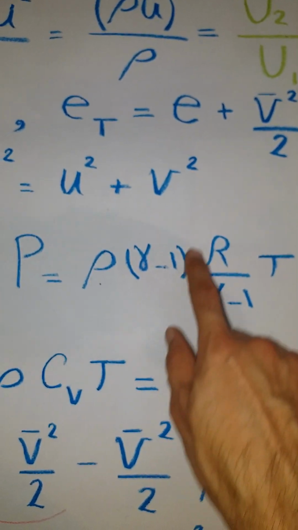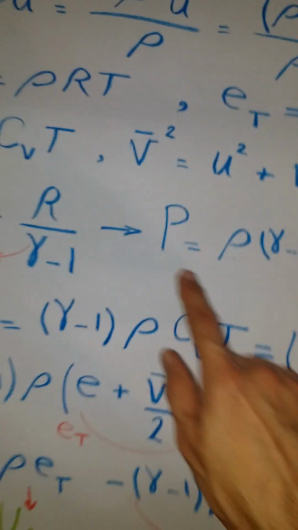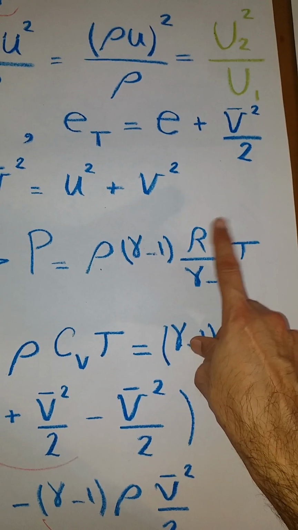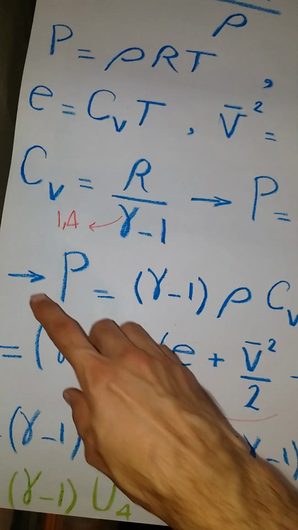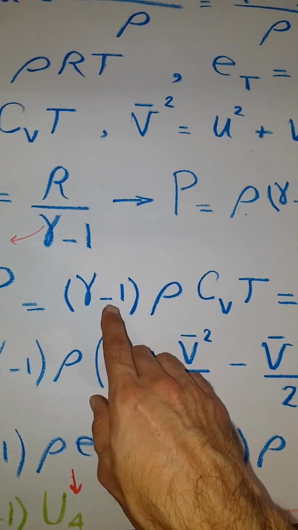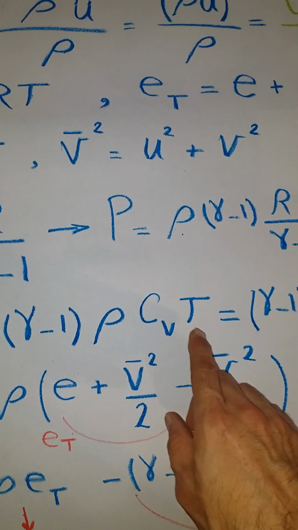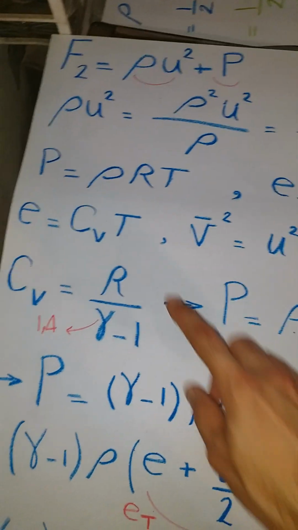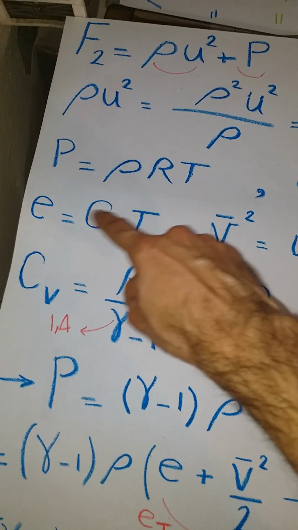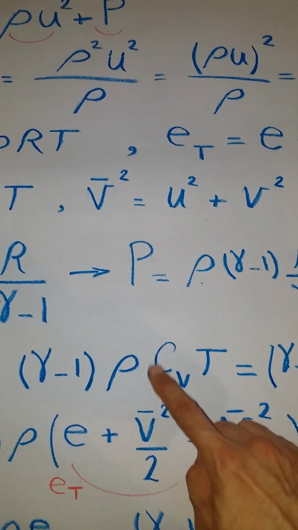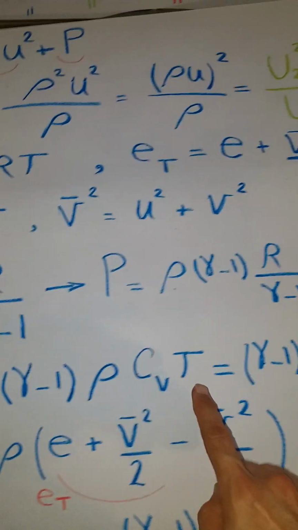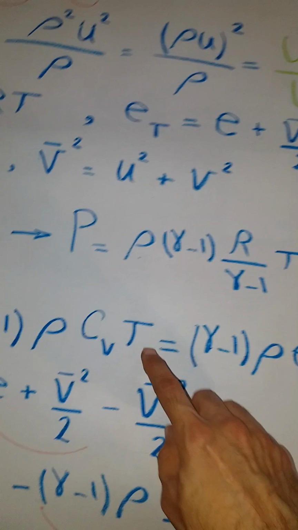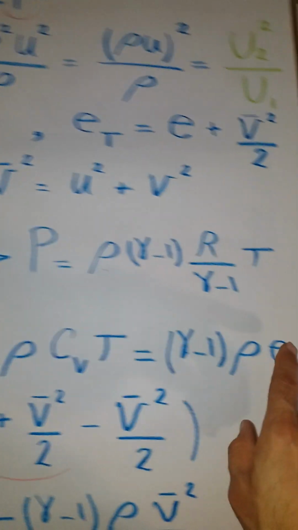So this part, as you can see, equals CV, this part. Okay, so we can write pressure is (gamma minus 1) rho CV T. As you can see here from the above one, CV T equals internal energy here. So you can substitute (gamma minus 1) rho e instead of CV T.